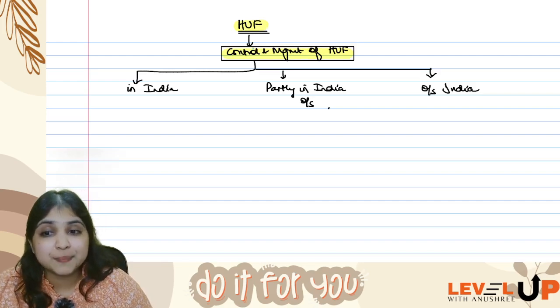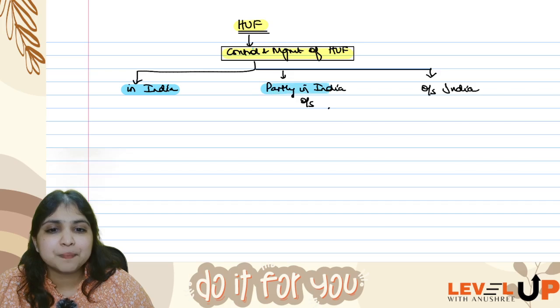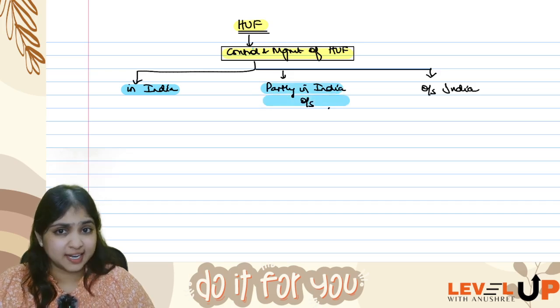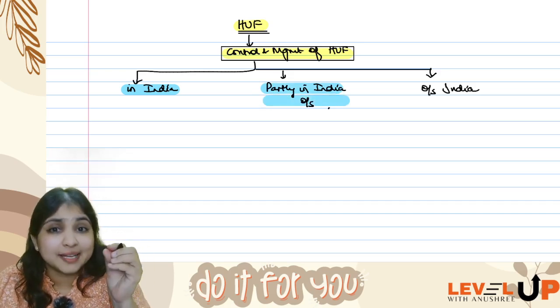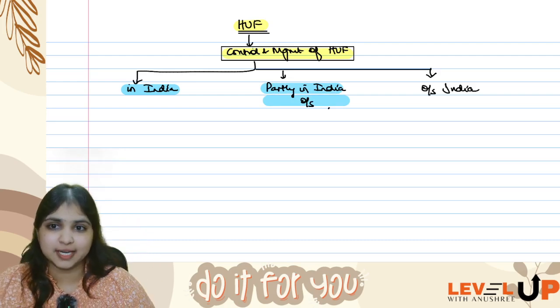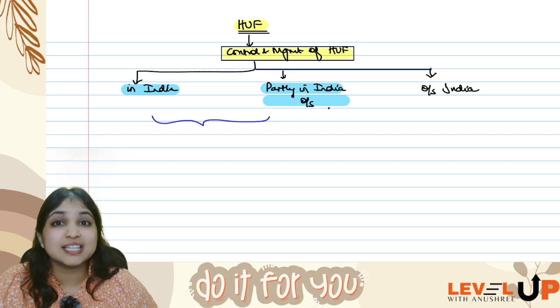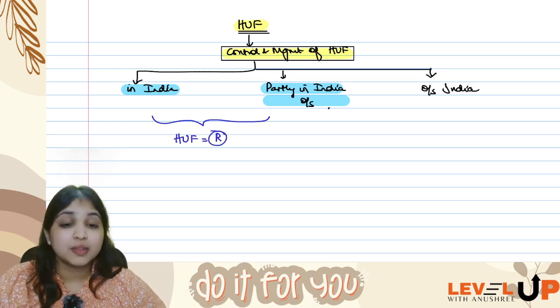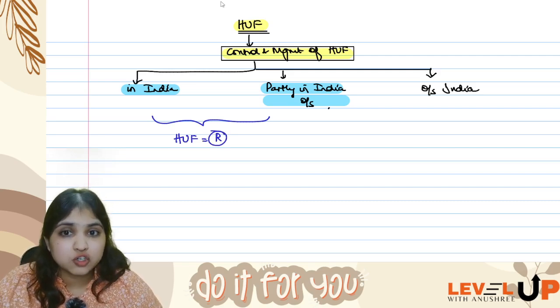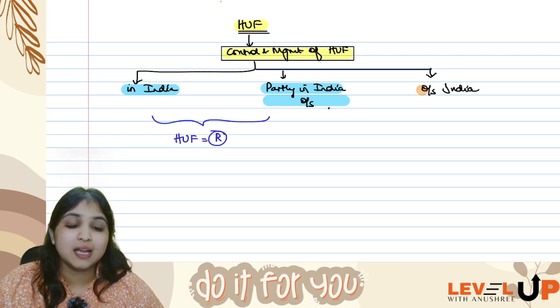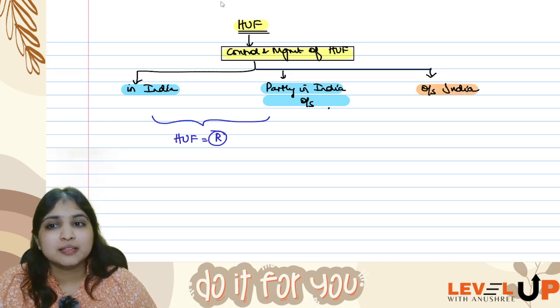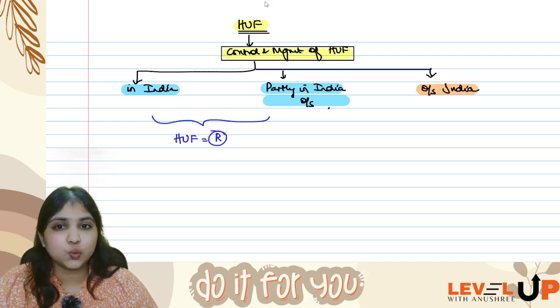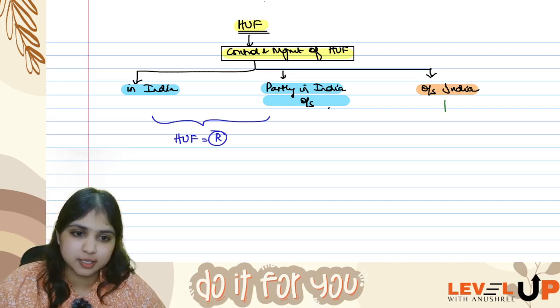If it is 100% in India, or if it is partly in India, partly outside India, that is, even to some extent, even to a small extent, if control and management is in India, then the HUF becomes a resident. However, if the control and management happens to be outside India, then the HUF becomes a non-resident.